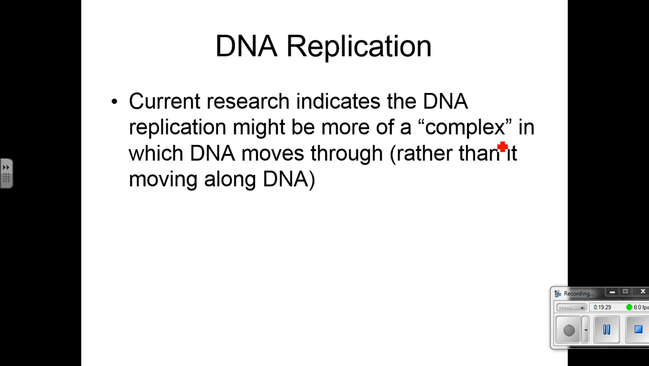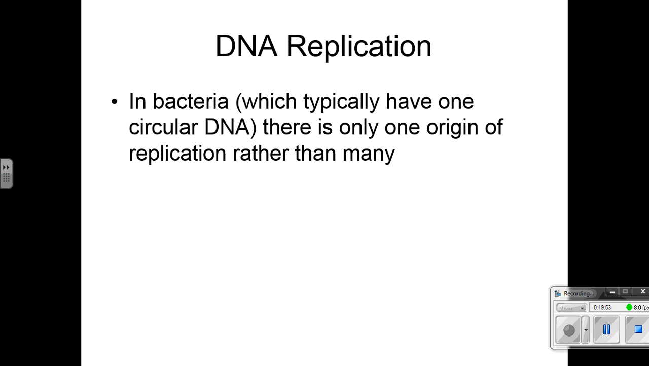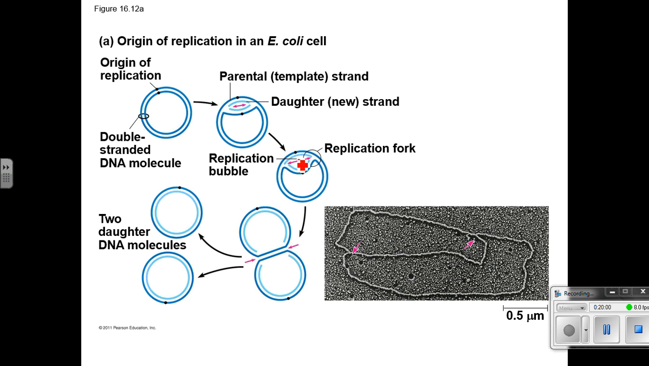This research actually indicates that DNA replication might be more like a complex, in which DNA moves through rather than the enzymes moving along the DNA. The DNA actually moves through this group of enzymes. And I'll show you. So here's a group of enzymes here, and it's actually showing maybe the DNA is what's moving through it instead of the enzymes moving, which is current research. In bacteria, which typically only have one circular DNA, there's only one origin of replication instead of many because it's circular. So again, if it goes in two directions, it'll finish the circle.